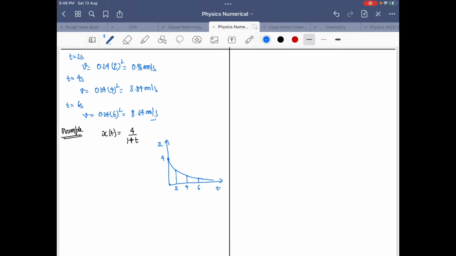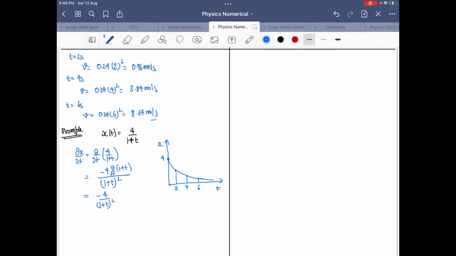So what will you do to find the instantaneous velocity? Just differentiate it, dx by dt. What will be your dx by dt? It will be (1 plus t) square minus 4 d by dt (1 plus t), and this will come out to be minus 4 over (1 plus t) whole square.